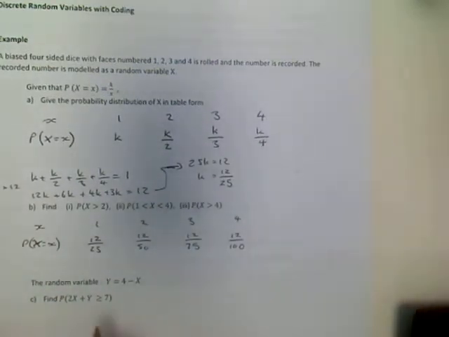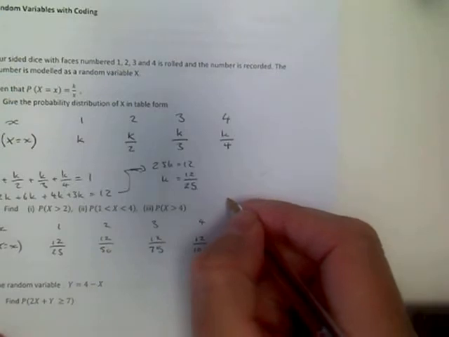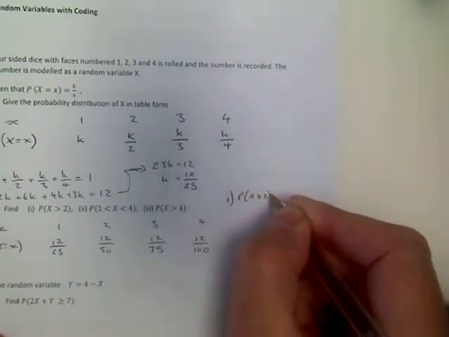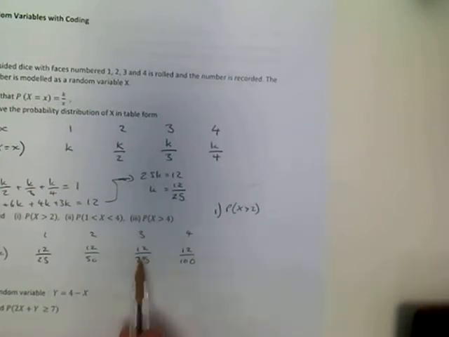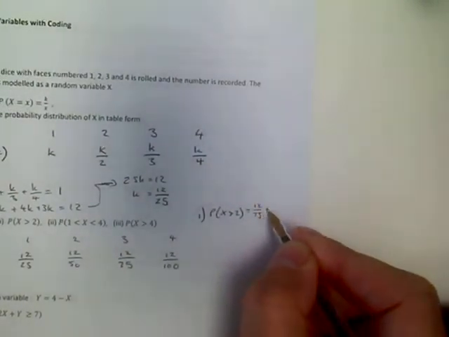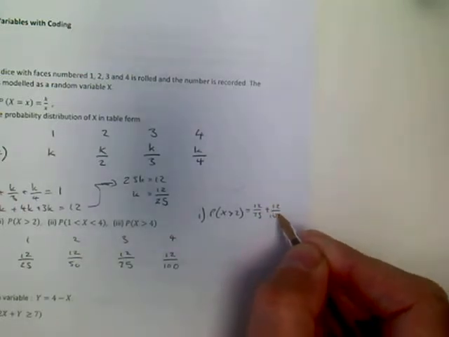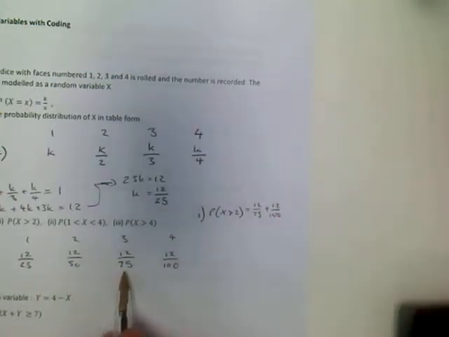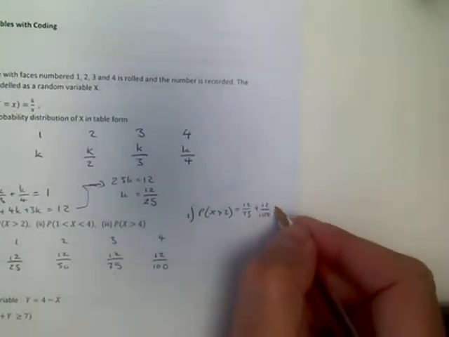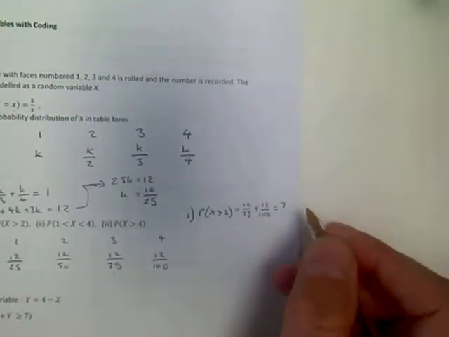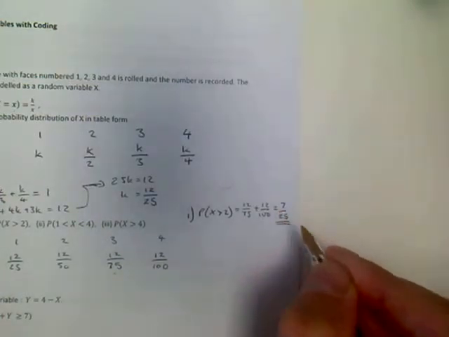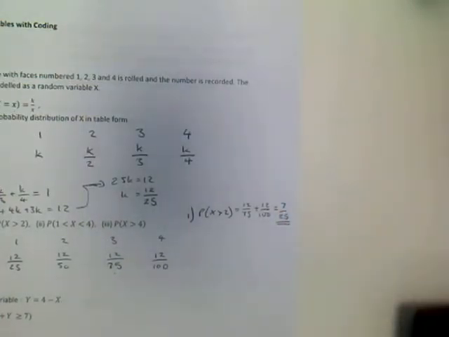Okay, so we can now start answering the questions. I'll do them up here. So the probability of x being greater than 2 is 12 over 75 plus 12 over 100. So it's that one plus that one, which we can stick in our calculator and simplifies down to 7 over 25.